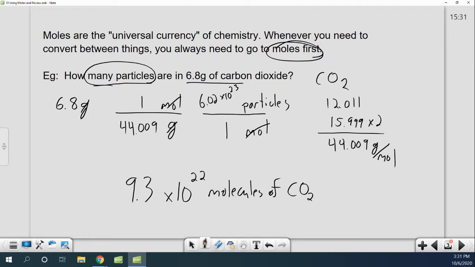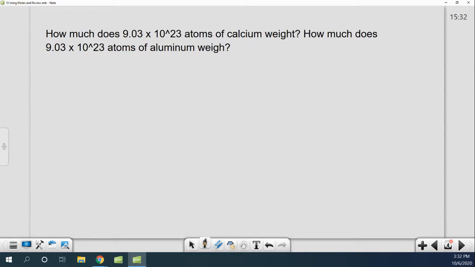So if you're ever stuck on what to do, moles first. Always. It is the universal currency. You can change anything into moles and moles into anything. If you have a balanced equation, you can even convert from one element into another by looking at moles. Moles are crazy important to chemistry. Like literally from now on, pretty much everything you look at will have something to do with the mole. So make sure you got your head wrapped around that. Very important. You'll get lots of practice.